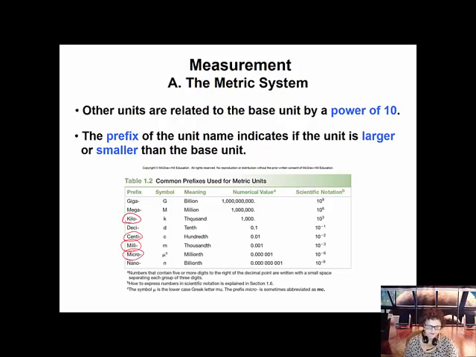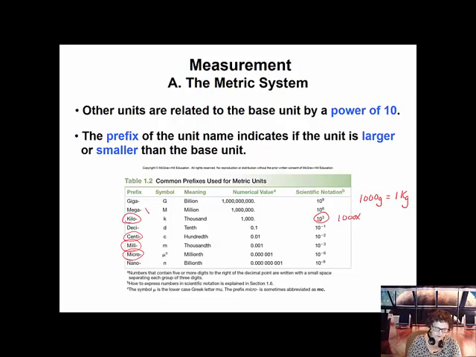A kilo, that's the big one that we use, okay? The kilo means that it's 10 to the third, or 1,000 times bigger than whatever we're talking about. Does that make sense? So if it's a gram, it's going to take 1,000 of those to make 1 kilogram. So 1,000 grams equals 1 kilogram. Now that's the big one.